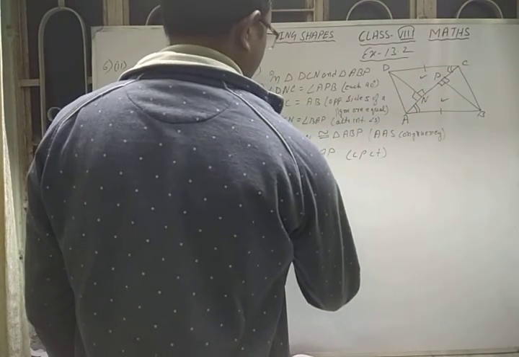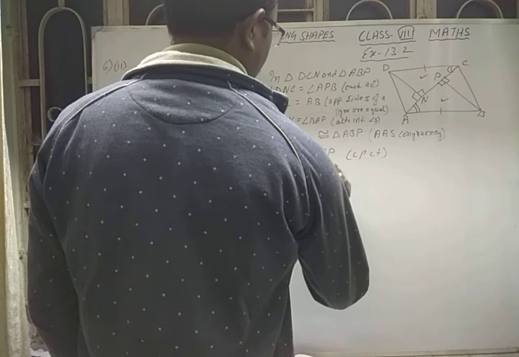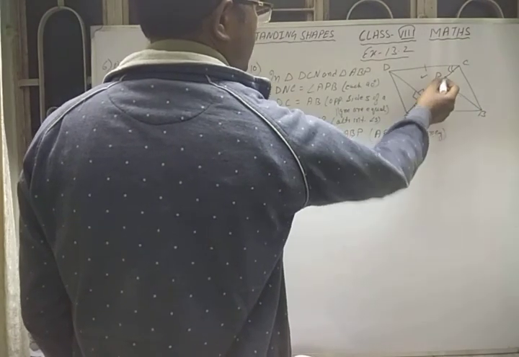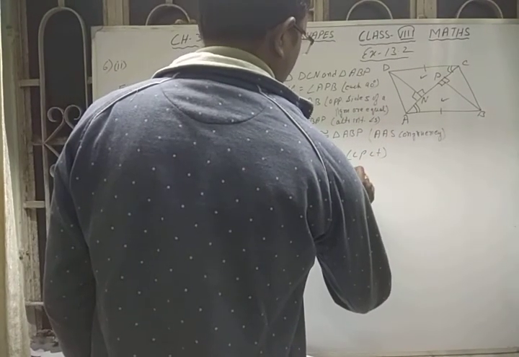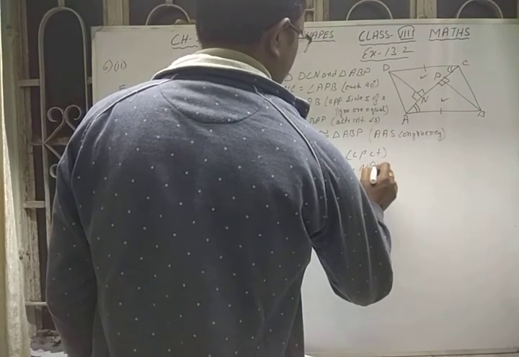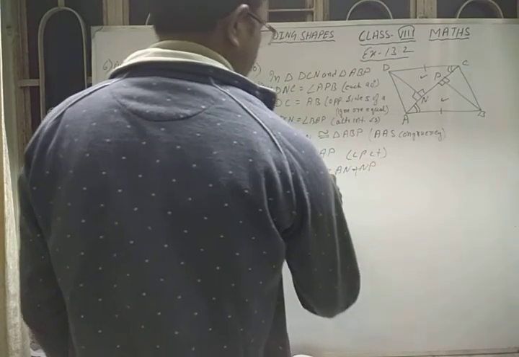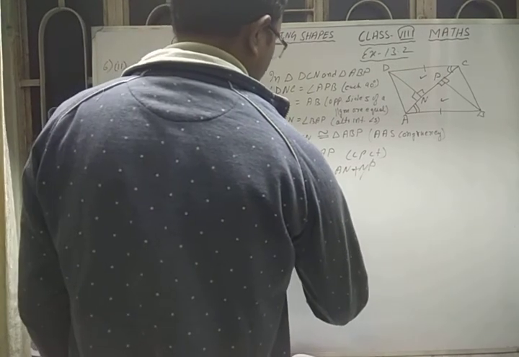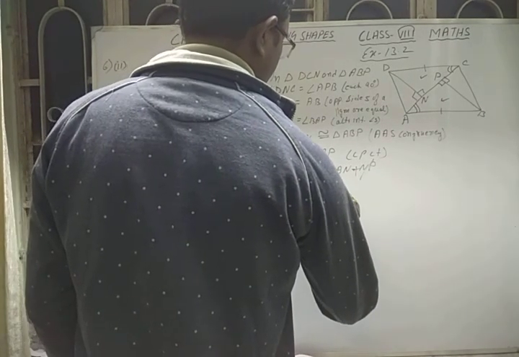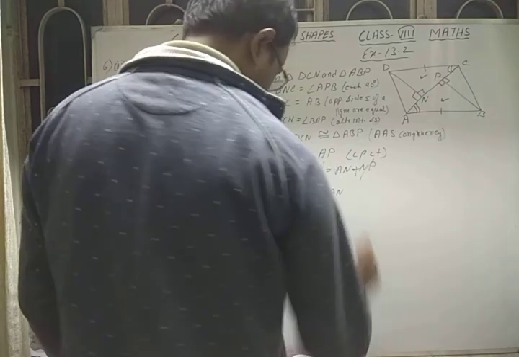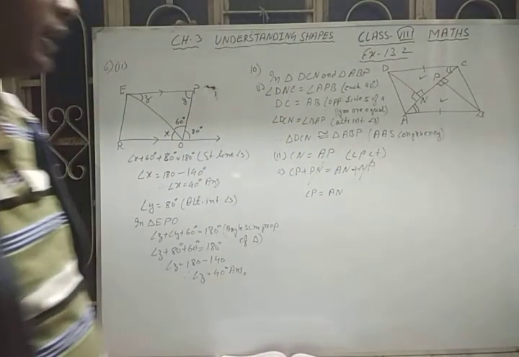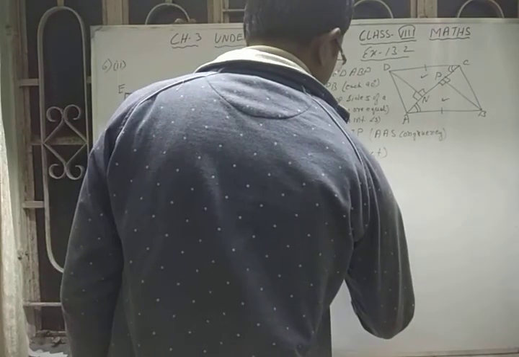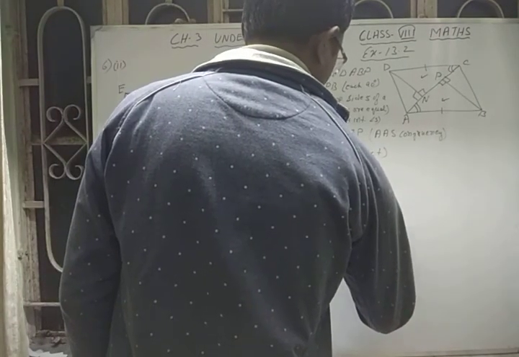So in place of CN we can write CP plus PN, and in place of AP you can write AN plus NP. On both sides NP is there, so NP will be cancelled. Therefore CP is equal to AN. This is the second part of the question, that you have to prove CP is equal to AN. Number 2 is also proved. So the question is proved.